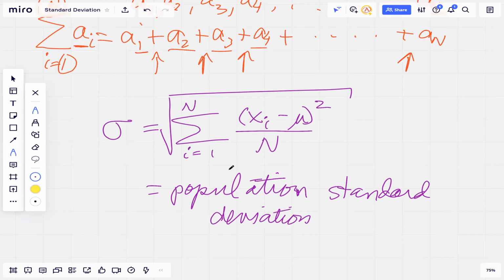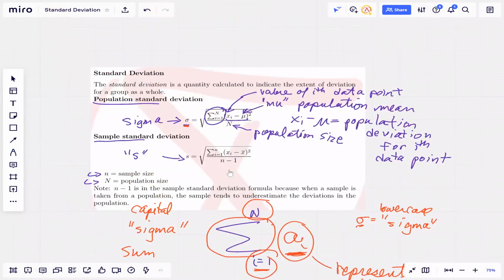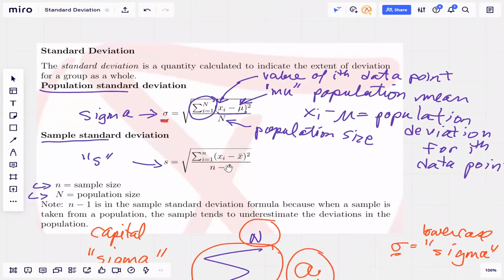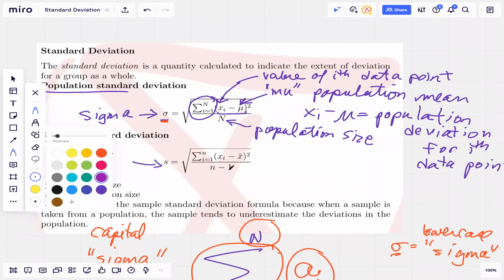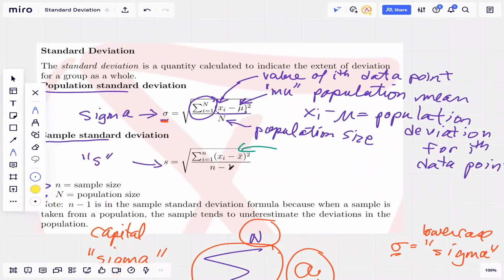Okay, so let's go back up. And our sample standard deviation, let's look at that formula. Again, very similar. So in this case, let's pick another color so we don't get confused. X bar represents our sample mean. We now have little n, which is the sample size.